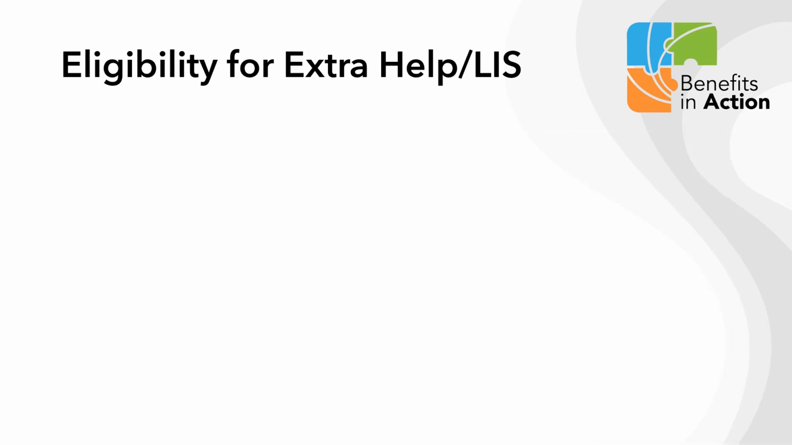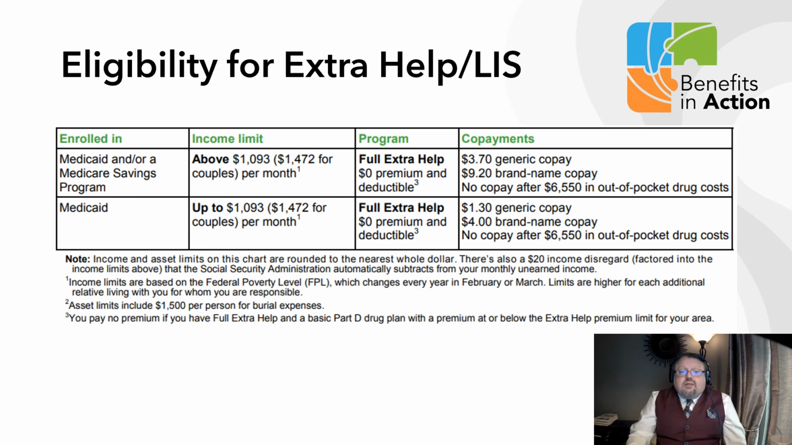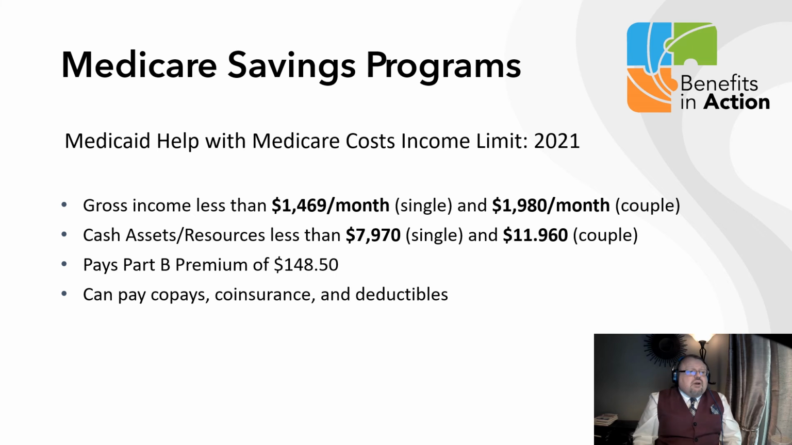In addition to the Extra Help benefits, there are benefits that are available to help cover some of the costs of Medicare Part A and B as well. Those are generally referred to as Medicare savings programs. Medicaid will help with Medicare costs if your income is less than $1,469 per month and assets below $7,970. In those particular instances, they pay the Part B premium.